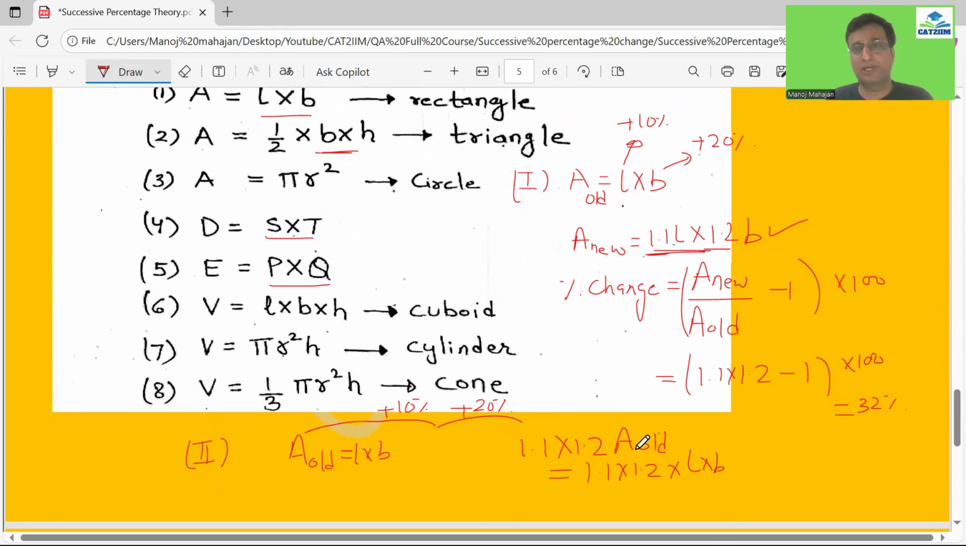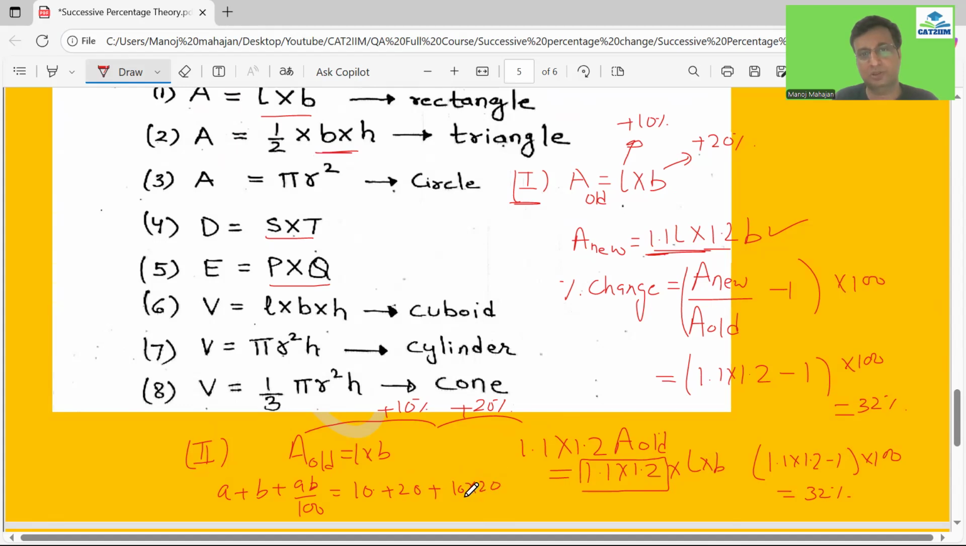When I calculate the percentage change, again I require the multiplying factor, which is the same 1.1 into 1.2 as in the previous question. So my percentage change would again come out the same, that is nothing but 32%. What I'm trying to say is that we can convert a problem of the first type into the second type and use the result A plus B plus AB by 100 if the figures are convenient to use. Here we have used simple figures 10 and 20, so I could have done it like this.